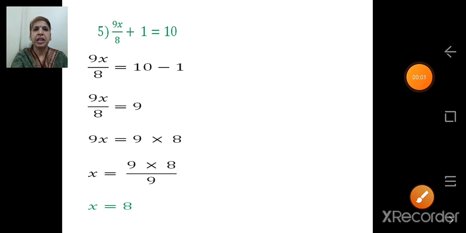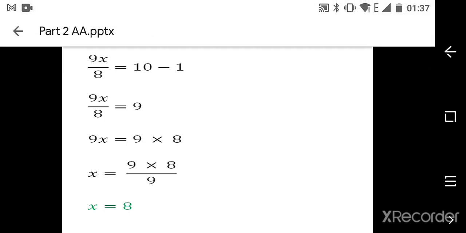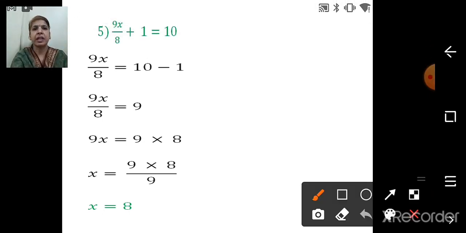Next question. 9x upon 8 plus 1 is equal to 10. This is the question given. 9x upon 8 plus 1 is equal to 10. So what we will do is, it is given here plus 1. So plus 1 we will take to the other side of the equality. So addition will become subtraction.